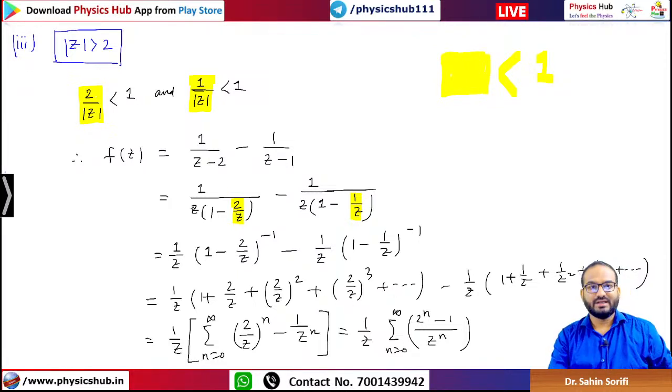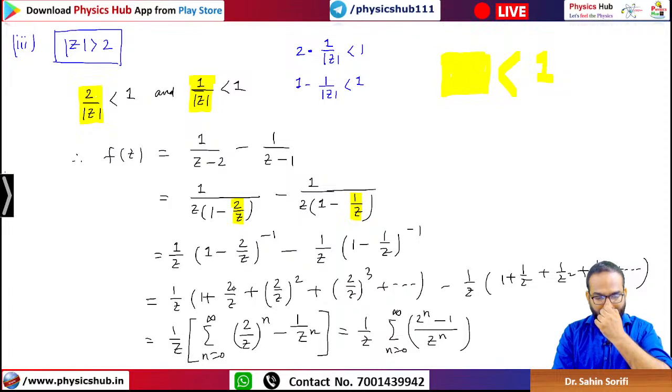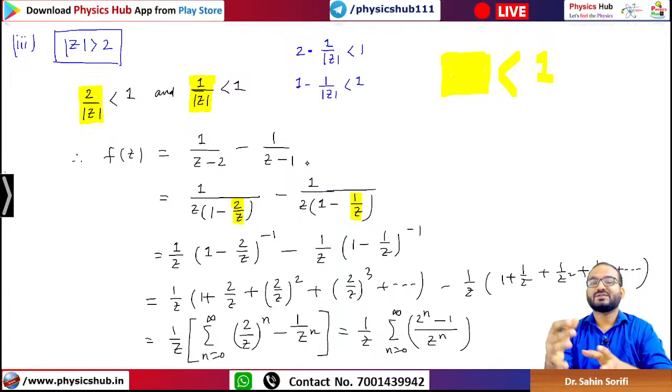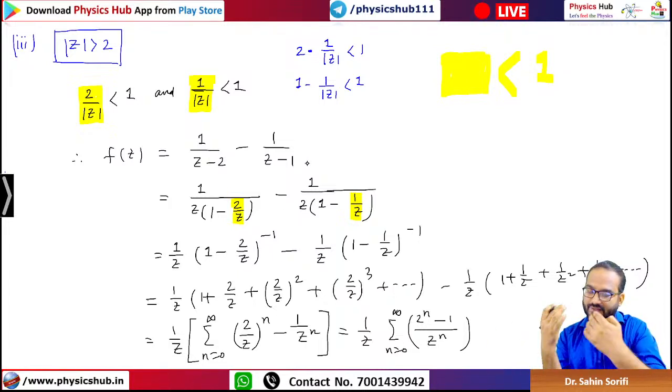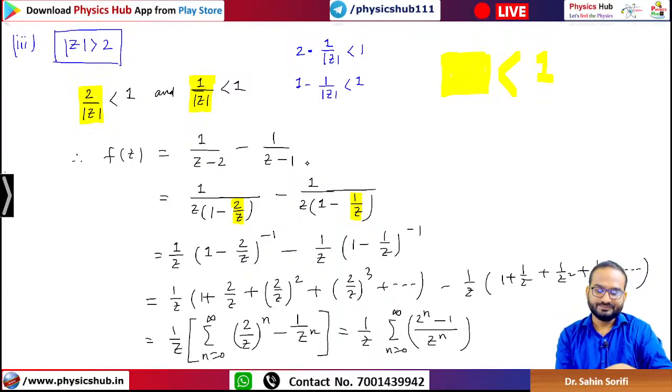Next day, okay. Third case, you see, mod z greater than 2, so 2 by mod z will be less than 1. So if 2 into 1 by mod z is less than 1, so obviously 1 into 1 by mod z will always be less than 1, na? 2 times of something, if it is less than 1, 1 times of something would definitely be less than 1, na? So this is a conclusion from this. Clear now, Murali?